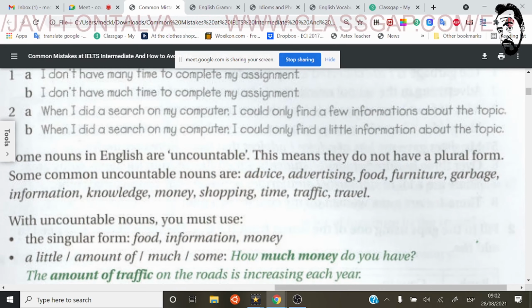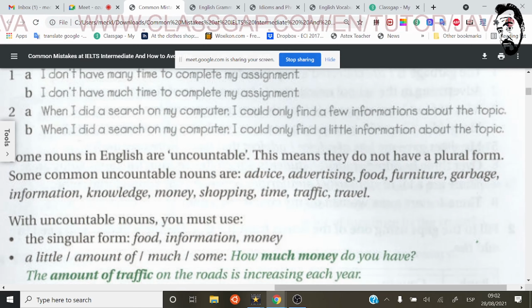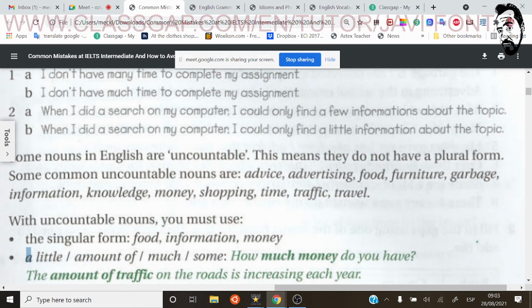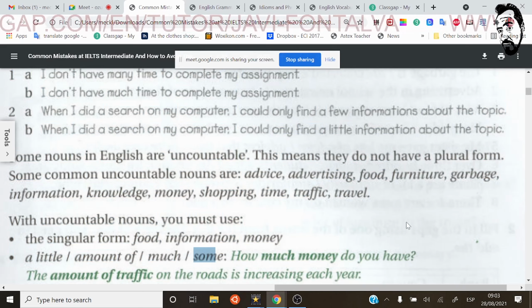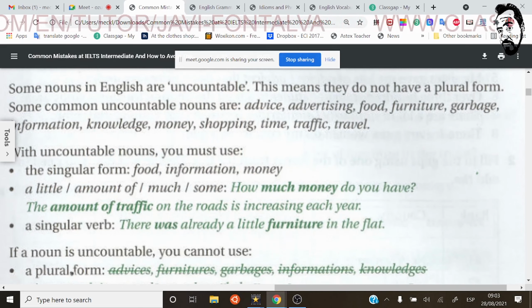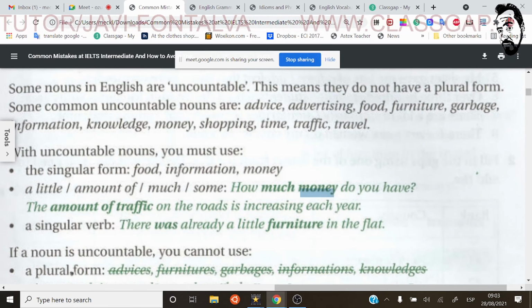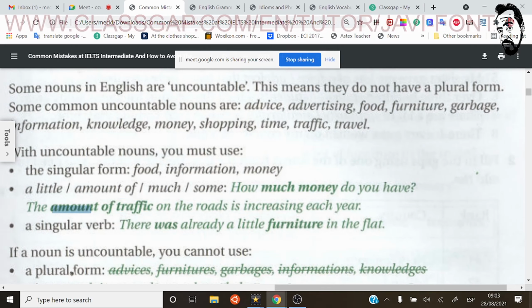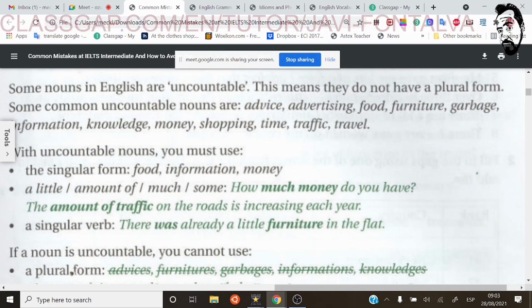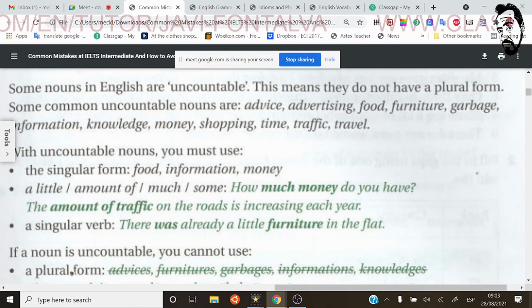Another thing that happens with these nouns is that you cannot say many or a. You have to say, for example, a little, an amount of, much, some. So for example, when you talk about money, you say, how much money do you have? Or, the amount of traffic on the roads. Amount, cantidad. The amount of traffic on the roads is increasing each year.